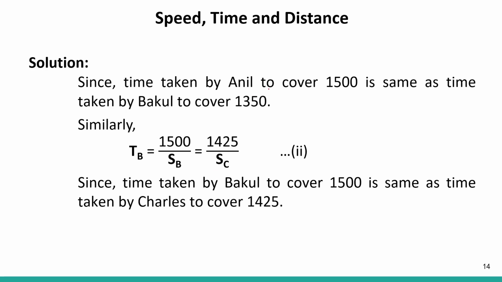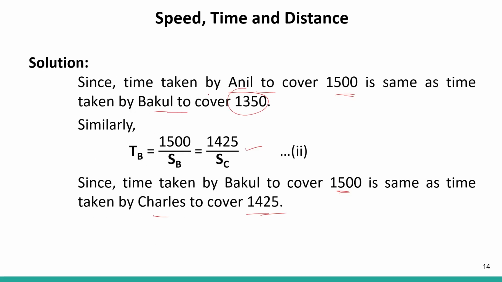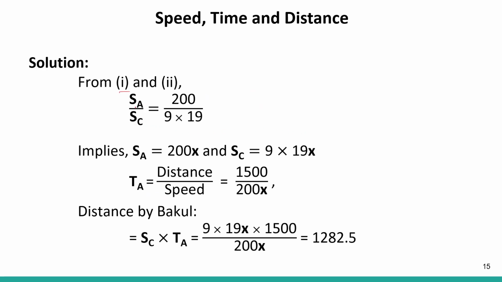So since time taken by Anil to cover 1500 is the same as the time taken by Bakul to cover this much amount, so TB is equal to what? 1500 by SB is equal to 1425 by SC. So since time taken by Bakul to cover 1500 is the same as the time taken by Charles to cover 1425. Okay, since the time is the same, from I and II, from this first equation and this second equation, we can say what? SA by SC is equal to 200 by 9 into 19. So SA is equal to 200x, SC is equal to 9 into 19x.